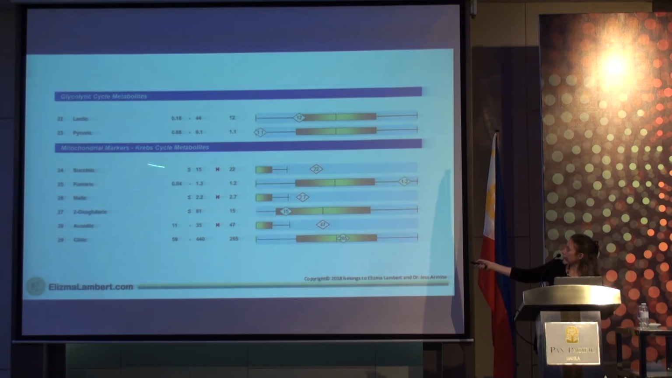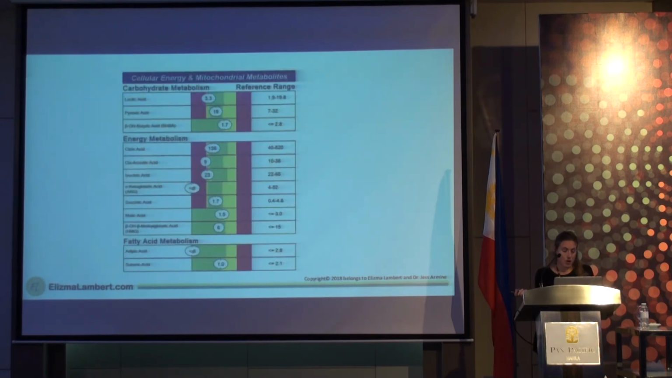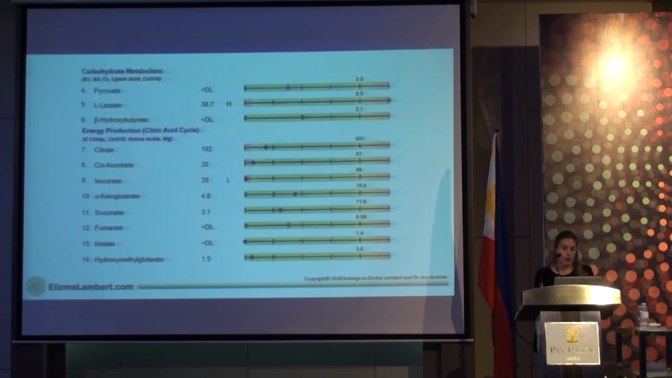So you have your glycolysis over there, your glycolytic cycle markers, which is your lactic acid and your pyruvate. And then you have your Krebs cycle or your TCA cycle markers over there, which is your citric acid, your aconitic acid, your 2-oxoglutaric acid, succinic acid, fumaric acid, and malic acid. So you can actually measure all of your mitochondrial or your Krebs cycle markers on this test. And this is just the same markers on the Genova and the same markers on the Metametrix test.